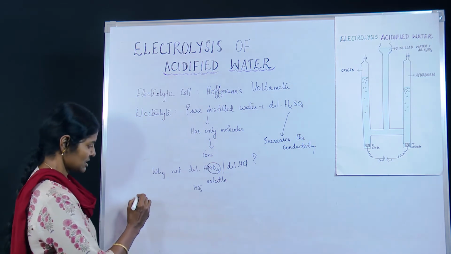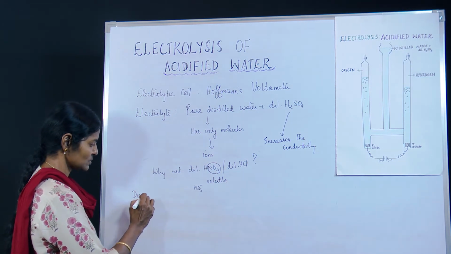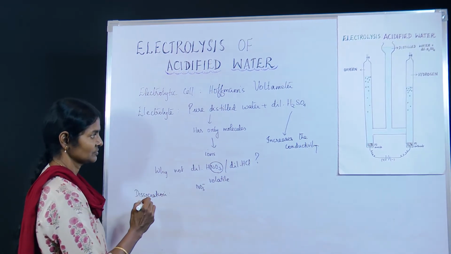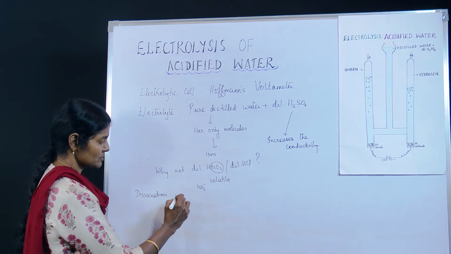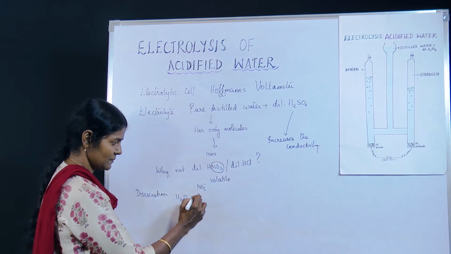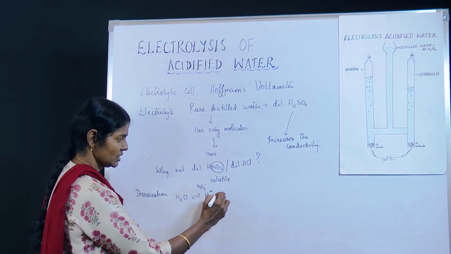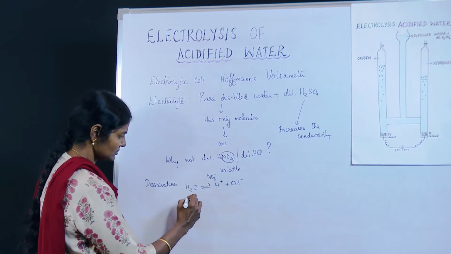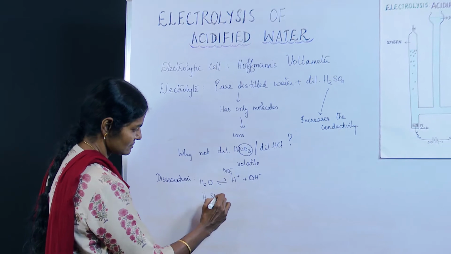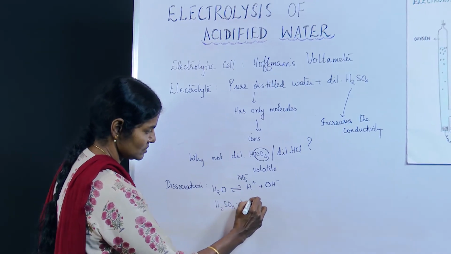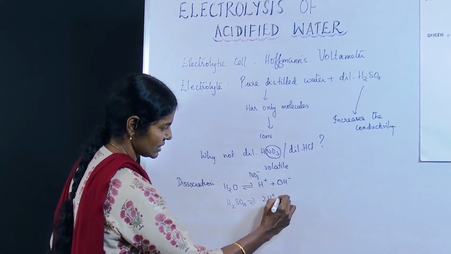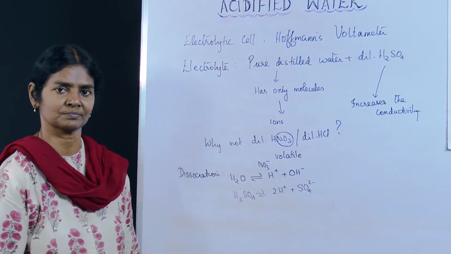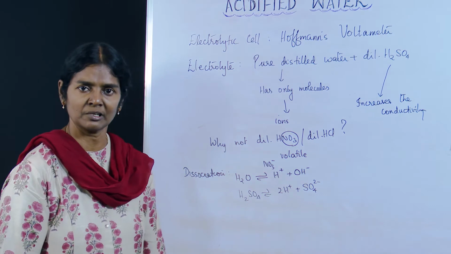Okay, so let us see the dissociation reactions. How does it break down? So what are we going to have? We have water. This dissociates into H+ and OH-. Dilute sulfuric acid dissociates into 2H+ and sulfate ion, SO4 2-. So these are the things that are happening.